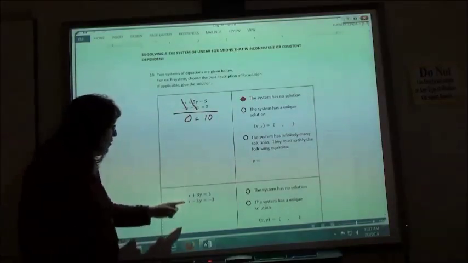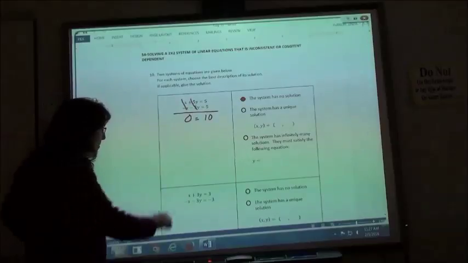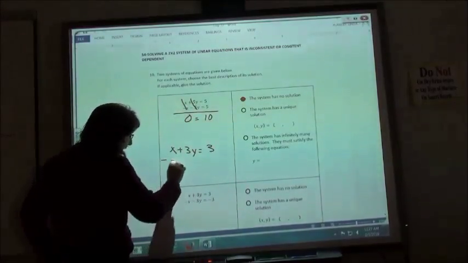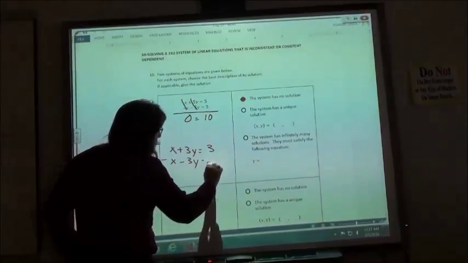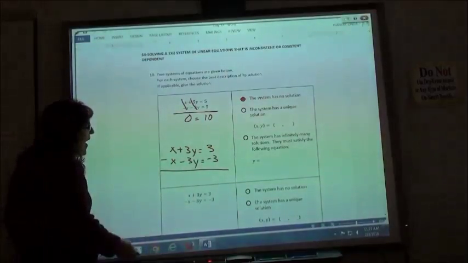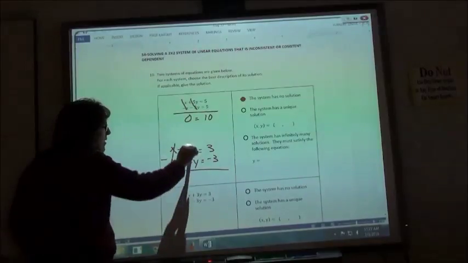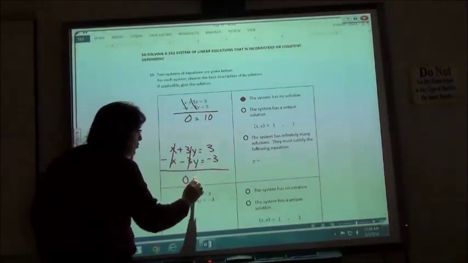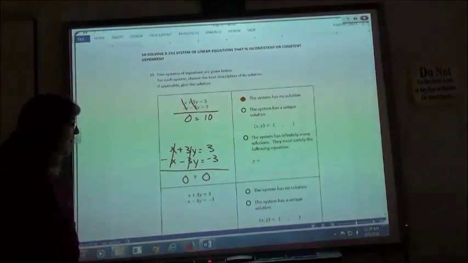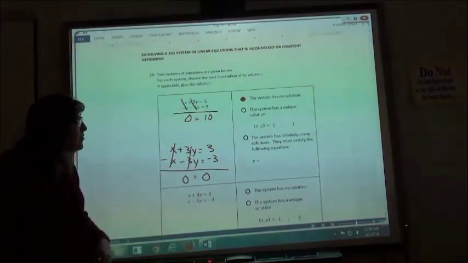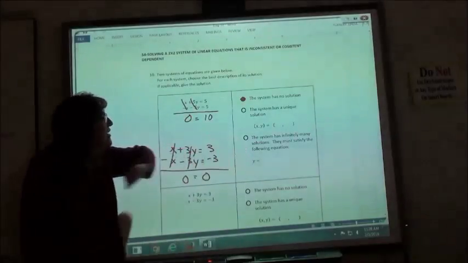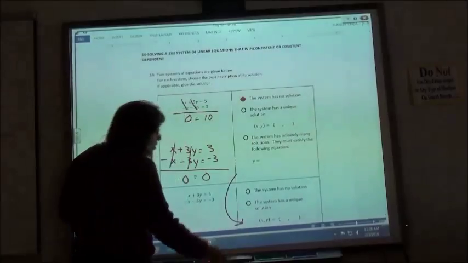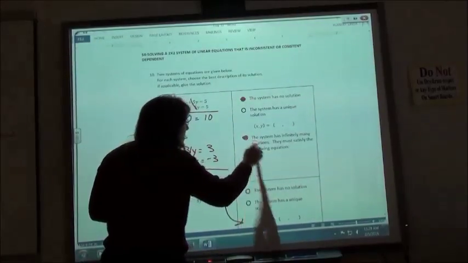Because the board's being difficult, I'm just going to do this one up here on the top. If I have x plus 3y equals 3 and negative x minus 3y equals negative 3, here if I add, the x's cancel out, the y's cancel out, so I get 0. Over here, 3 minus 3 is also 0. If I get 0 equals 0, that's the one that says the system has infinitely many solutions. You're going to put it down here on your answer, but I'm going to put it up here.